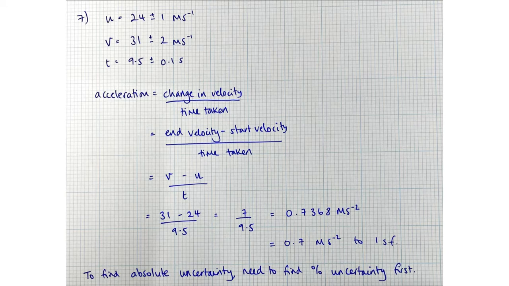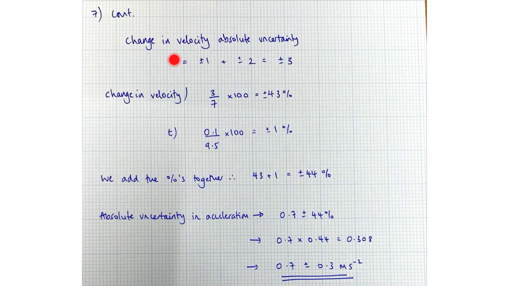And then we need to find the absolute uncertainty to then find the percentage uncertainty. So the change in velocity, let's find its absolute uncertainty. So one of them is plus or minus 1, the other plus or minus 2, they're the same unit, so that adds to become plus or minus 3. The change in velocity was 7, so the percentage uncertainty in that would be 3 divided by 7 times 100, which gives 43%, quite a large value. For the uncertainty in t, the percentage uncertainty would be 0.1 divided by 9.5 times 100, which gives 1%. Now we always add the percentages together, so that gives us 44%.